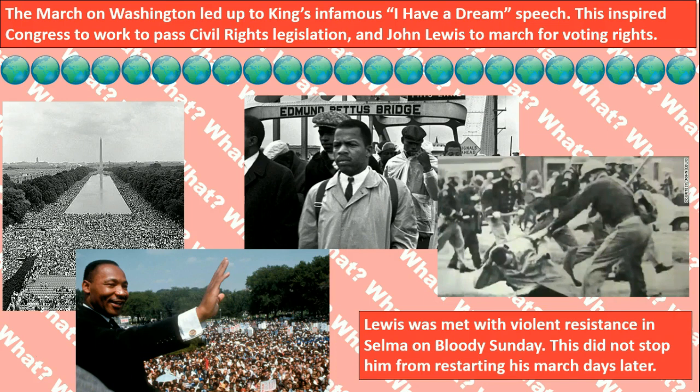Lewis was arrested 45 times during the Civil Rights Movement, and in 2011, President Obama awarded him the Presidential Medal of Freedom for his leadership in the movement. Today, John Lewis is representing Georgia in the U.S. House and is the longest-running congressman from Georgia, still fighting for equality.